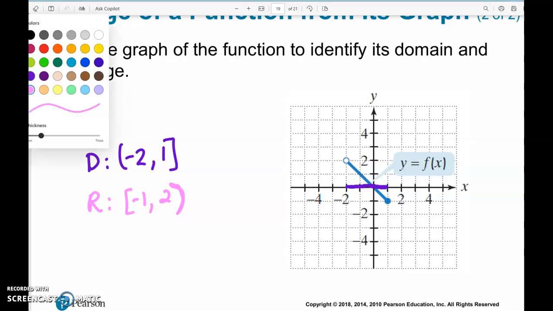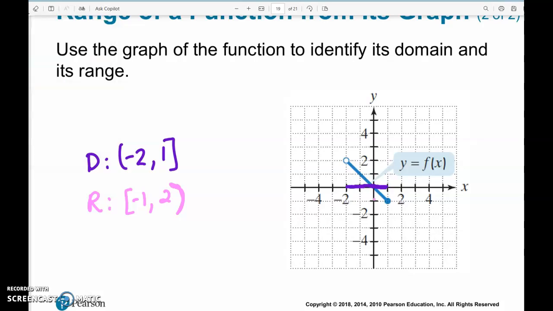And for the range, I look at the y-axis. So the y-axis goes from as low as here and goes all the way up to here. Those are the only points on this blue line. There are no values up here. There are no values down below. The -1 is a closed dot. The +2 has an open dot. So bracket, parenthesis.